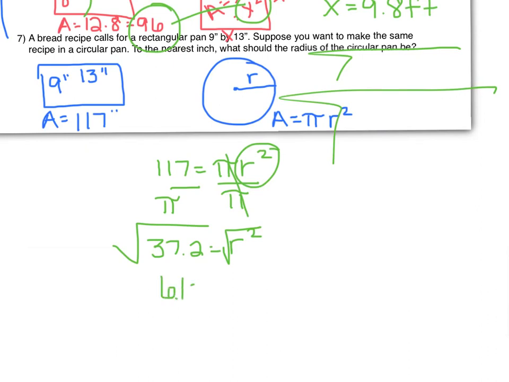Not 61. 6.1 would be the radius of my circle. So if I wanted about the same area inside my pan, I would need a radius of a little over 6 inches for that to work.